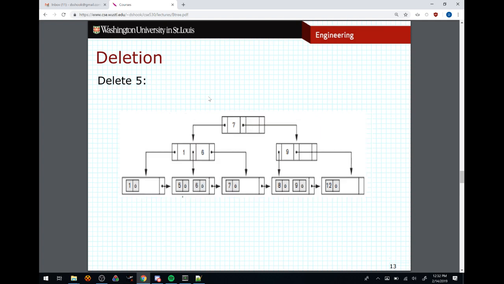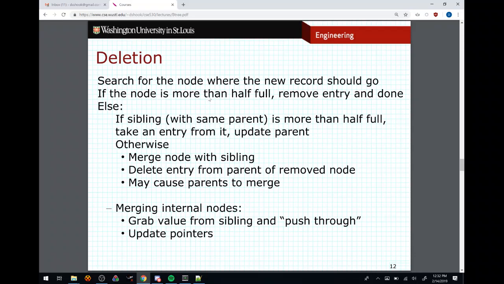So the instructions say to do what? Let's go back a couple slides and see what the algorithm says. It says, if a sibling with the same parent is more than half full, take an entry from it. So I'm going to look to my sibling over here. I see, oh, hey, you've got an extra item that you could spare, right? You don't need both of these. You could survive with just one. So give me this one. So it's going to steal the 9 from its sibling.